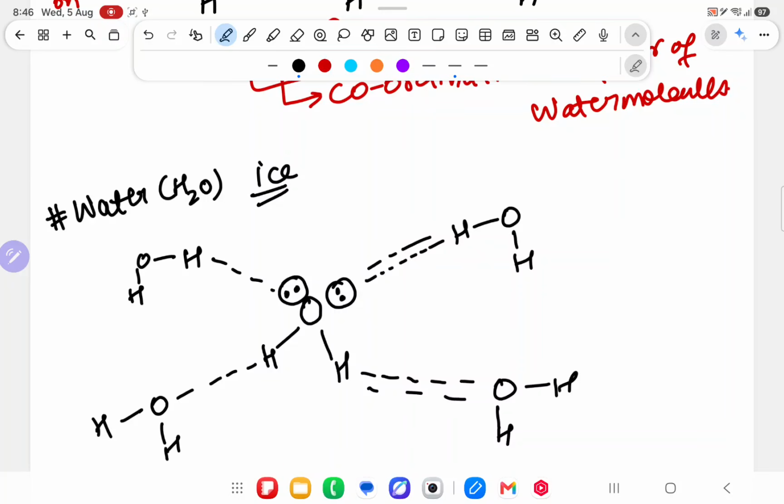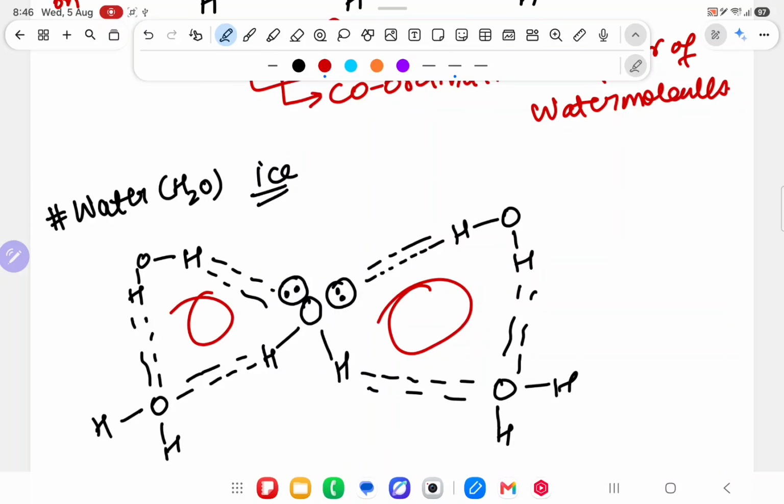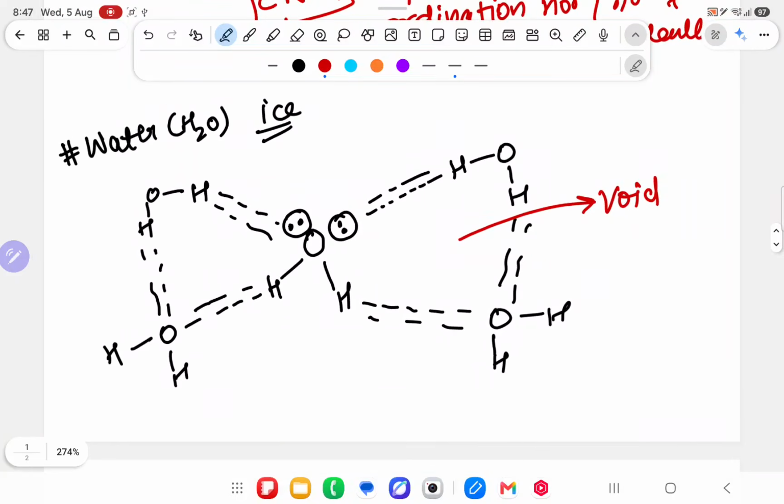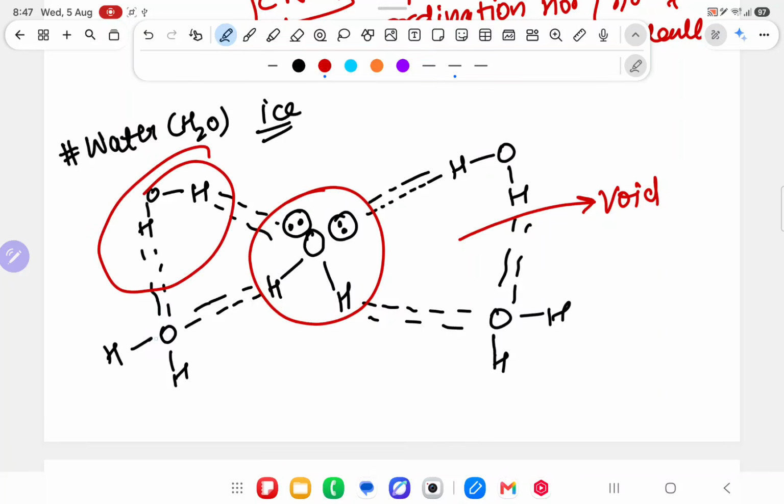Now this will also form hydrogen bonds. These dashed lines are hydrogen bonds. This is also forming a hydrogen bond. So you have seen that whenever ice is formed, this empty space will be there. This empty space is known as a void. And over here, minimum how many water molecules are required to form a hydrogen bond in ice? So 1, 2, 3. Two water molecules are already there.